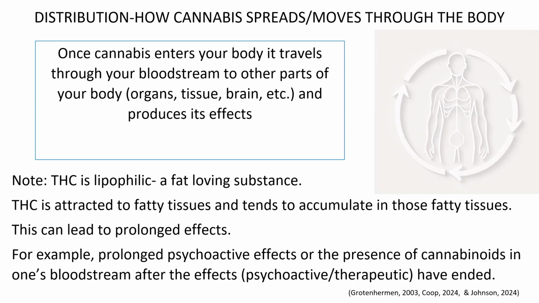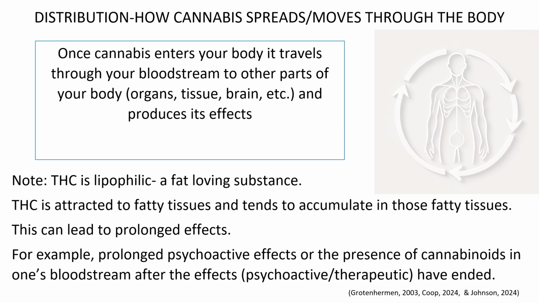Distribution: how cannabis spreads or moves through the body. Once cannabis enters your body, it travels through your bloodstream to other parts of your body, organs, tissue, brain, etc., and produces its effects. Note: THC is lipophilic. It's a fat-loving substance. THC is attracted to fatty tissues and accumulates in those fatty tissues. This can lead to prolonged effects.